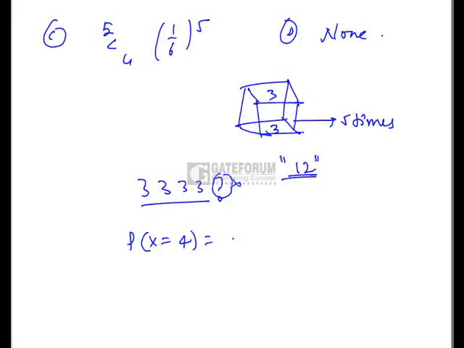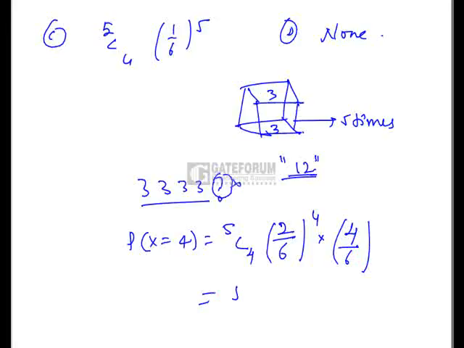We'll use the binomial theorem here, and the number of throws here is 5. We need exactly 4, and the probability of getting a 3 is nothing but 2 chances out of 6 chances, raised to the power of 4, into not getting it, which is nothing but 4 chances out of 6 chances. And if you simplify, it will be 5C4 into 1 by 3 raised to the power of 4 into 2 by 3, which is nothing but option A.